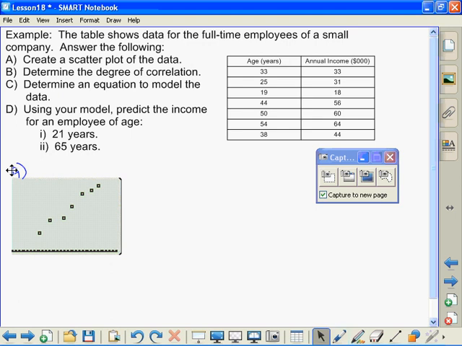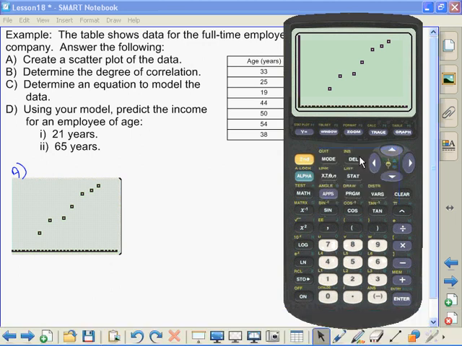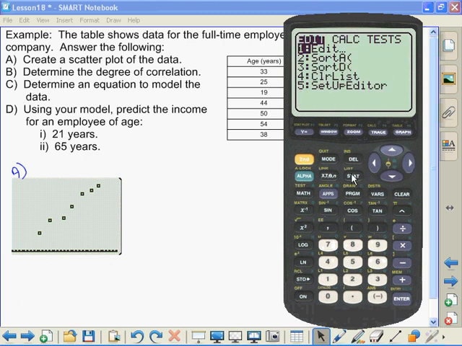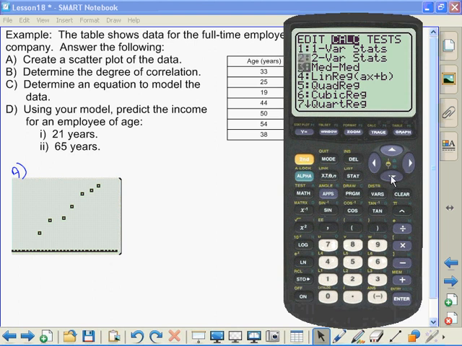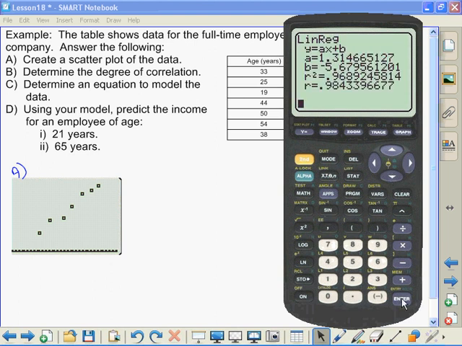B part, determine the degree of correlation. So it's exactly what you did yesterday. Going back to the calculator, I want to determine the degree of correlation. I know it's linear looking at it. So I hit stat first, moved across to calc, and you want to go down to linear regression. I'm going to hit enter, enter again, and here's all the information that I need today.